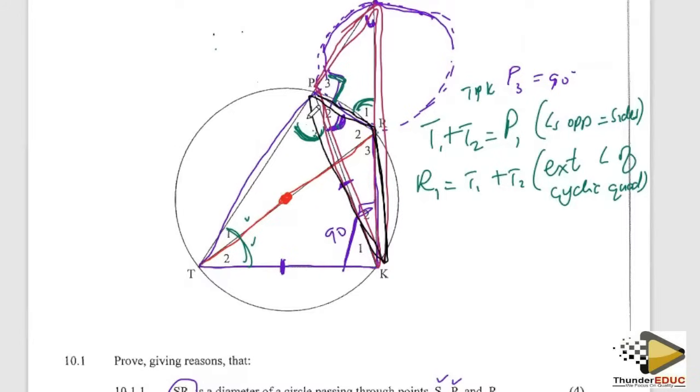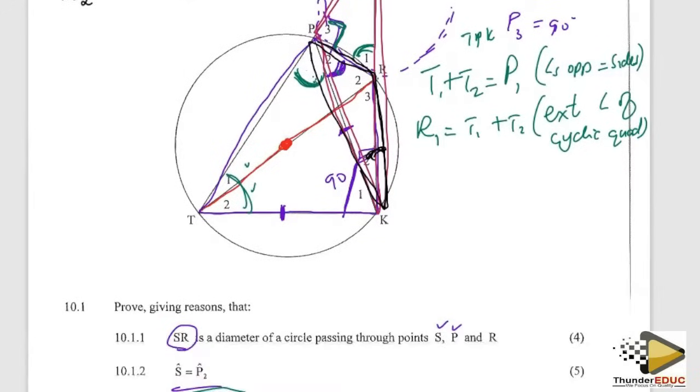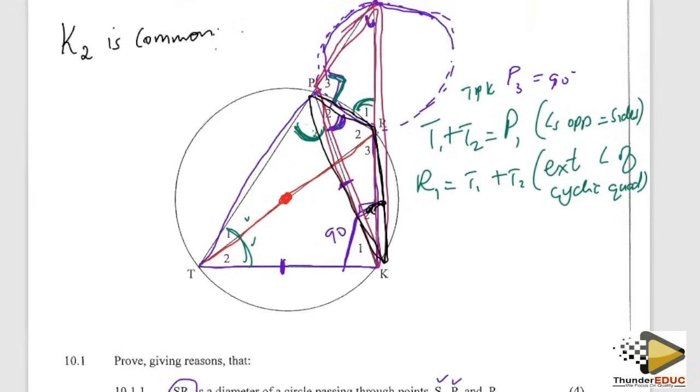Okay. So from the drawing, I'm going to say that K2 is common for both triangles, since both of them are sharing this K2. Then what we just proved was S and P2: S is equal to P2. We just proved that.